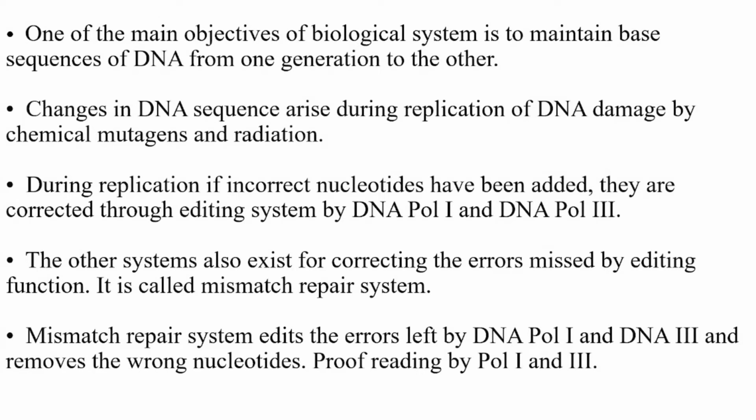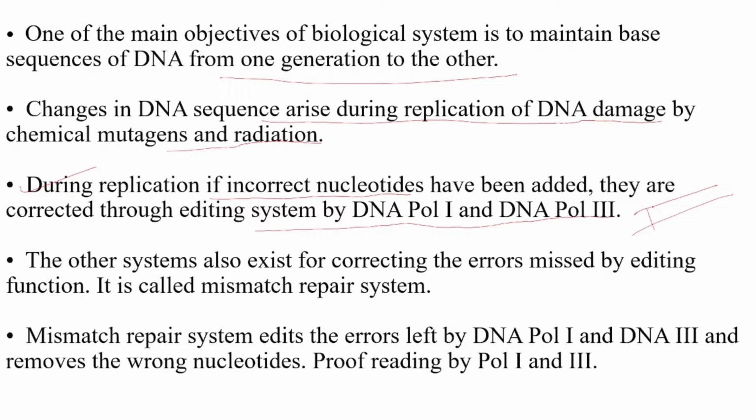One of the main objectives of a biological system is to maintain the base sequence of DNA from one generation to another. Changes in the DNA sequence arise during replication, DNA damage by chemical mutagens, and radiations. During replication, if incorrect nucleotides are added, they are corrected through the editing system by DNA polymerase 1 and DNA polymerase 3.